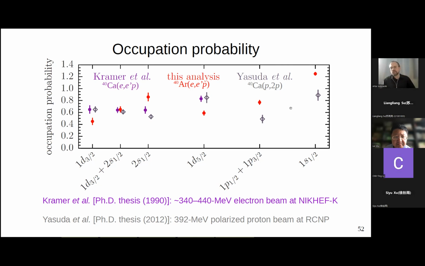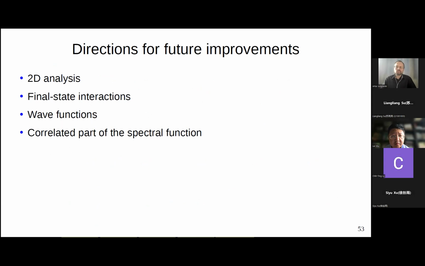And if you look at the 2s1/2 shell, the result that we find is higher than the shell model prediction, which tells us very strongly that we are mixing some contributions with the S shell. So there is clearly room for improvements in the future. We could improve our treatment of final state interactions. We could vary the wave functions to lower the chi-square per degree of freedom. We could improve the treatment of the correlated part of the spectral function, and we could also try to do a fully two-dimensional analysis, because right now we did it in two one-dimensional steps, one in missing energy and one in momentum.